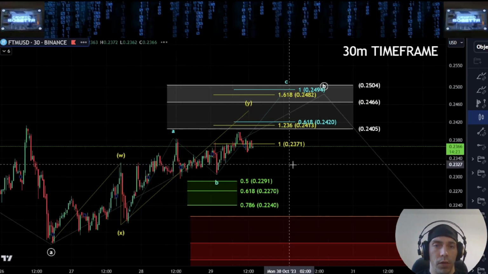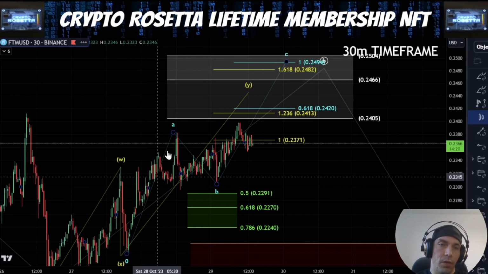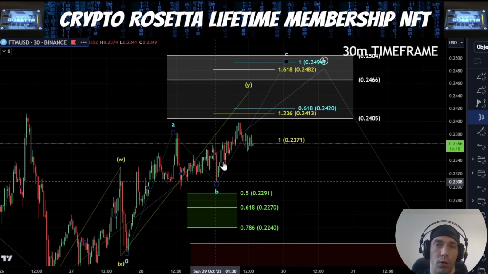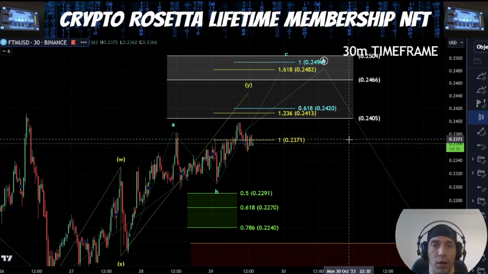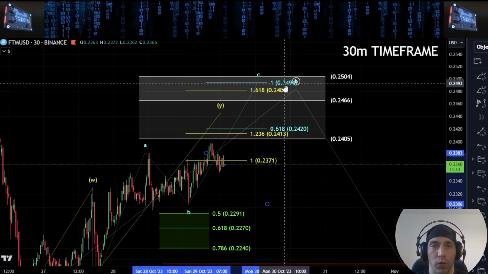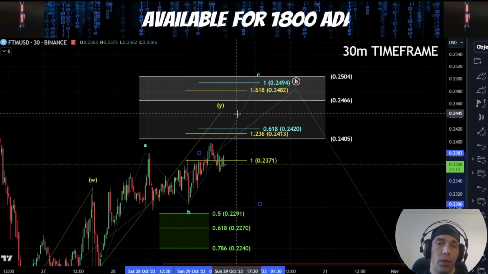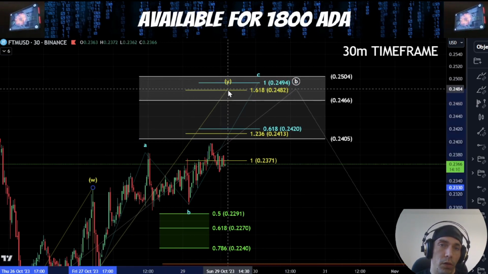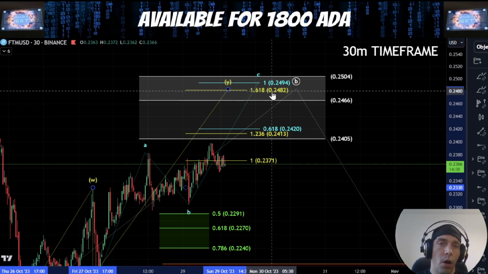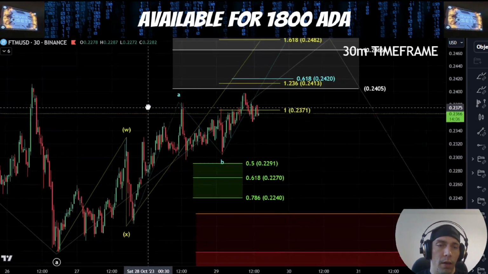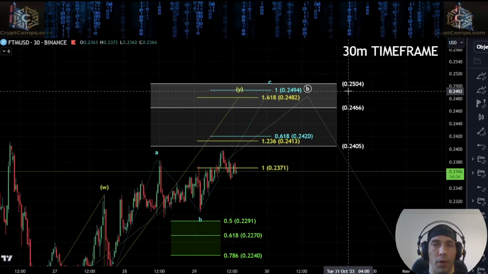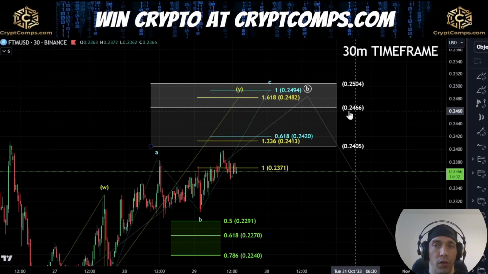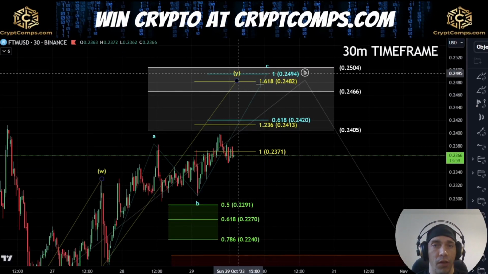Now, within this idea, what we'd then be saying is that this is our A wave, this is B, and then we're looking for a 5-wave move to the upside. Now, the 1-to-1 level would be here towards this 2494. This would also align with moving up towards this 1.618 level of the W wave over here, and this could then also push us up into the zone of this 2504 to this 2466. So I'm going to be watching this area here.